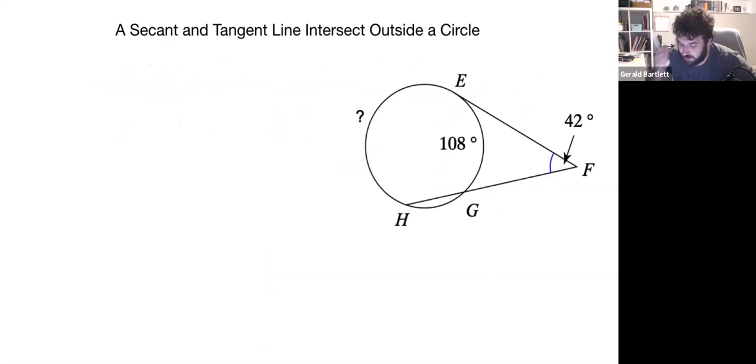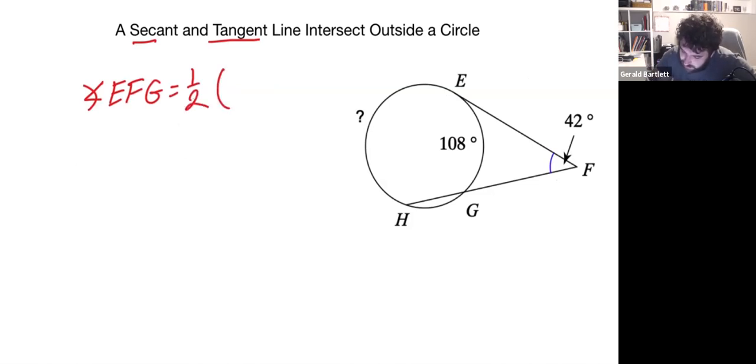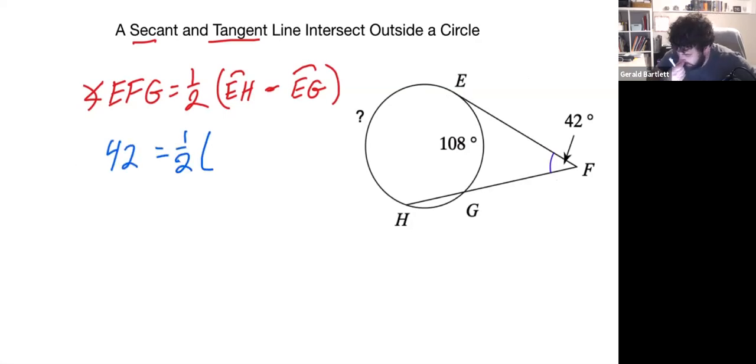Keeping with our trend here, we're going to move on to the next part. Kind of the same idea, but this is called a secant and a tangent. The setup's going to be identical to what you just had, where angle EFG is going to equal half of our big arc, in this case arc EH, minus our small arc, which is arc EG. Plugging stuff in, I've got a 42 degree angle for EFG, and that's going to be half of EH, which is my unknown, minus EG, which is 108 degrees.